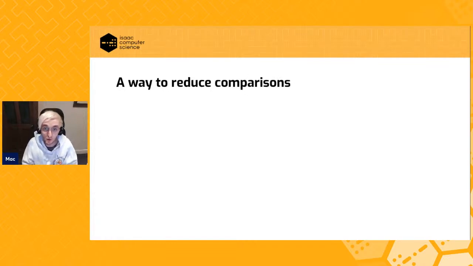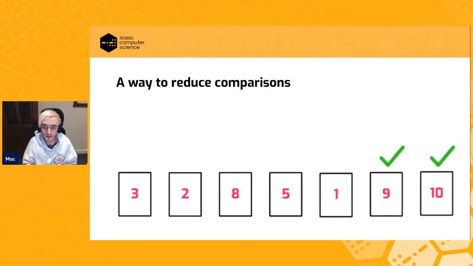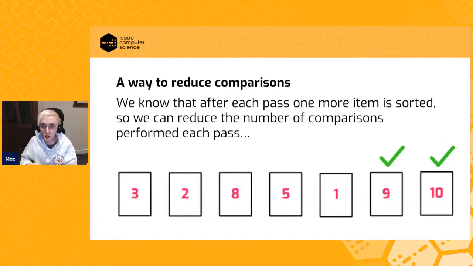Now, we can also reduce the number of comparisons we're doing during this bubble sort. At the beginning, I said that after each pass, one more item is sorted. After the first pass, the 10 was in the right position. After the second pass, the 9 was in the right position, and then we had the 8 and the 5. So by knowing that, we don't need to compare the 9 or the 10 after they've already been sorted. We can cut out some comparisons. So we can just make one more edit to the bubble sort algorithm to make it slightly more efficient.